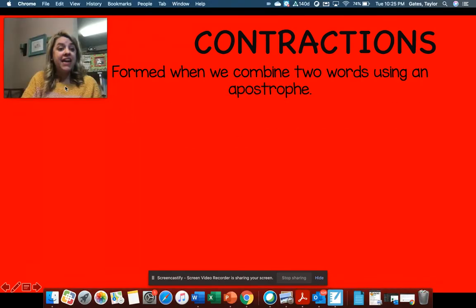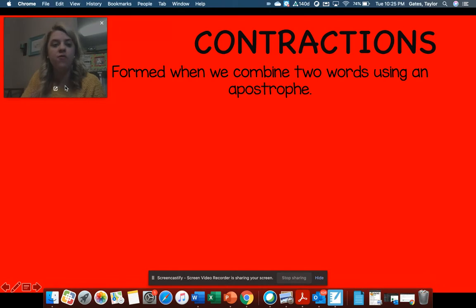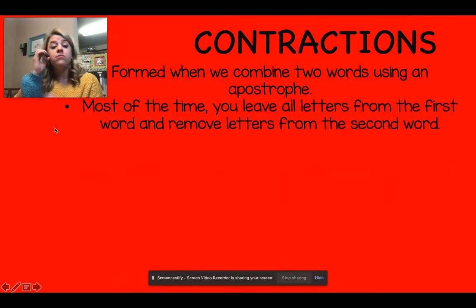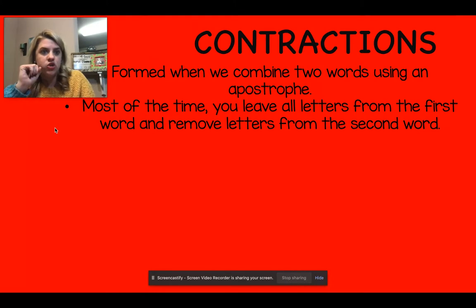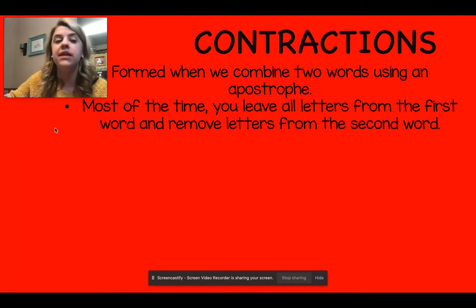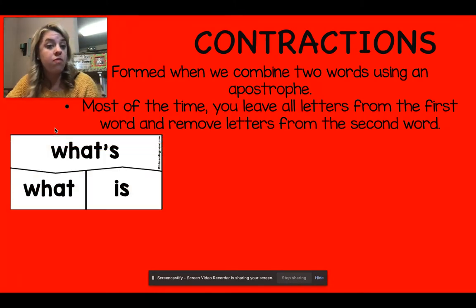Okay, so a contraction is a word that is formed when we combine two other words using an apostrophe, okay? When we form these words, most of the time, we are going to leave all of the letters from the first word, and we're going to remove or take away some of the letters in the second word and replace it with an apostrophe, okay? So let's look at some examples, okay?